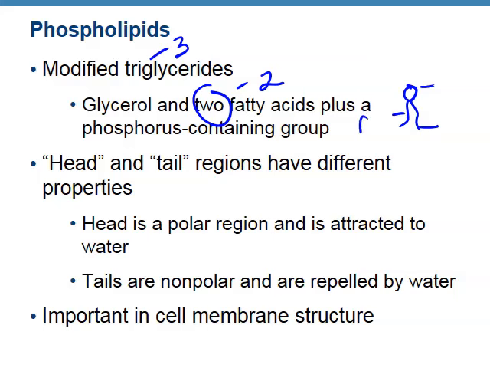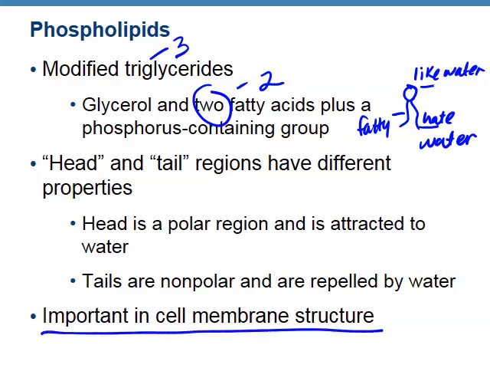So these are the fatty acid tails. And we know that fats or lipids and water don't mix. So the heads like water, and the tails hate water. They also use the terms hydrophilic and hydrophobic. This is important in cell membrane structure.